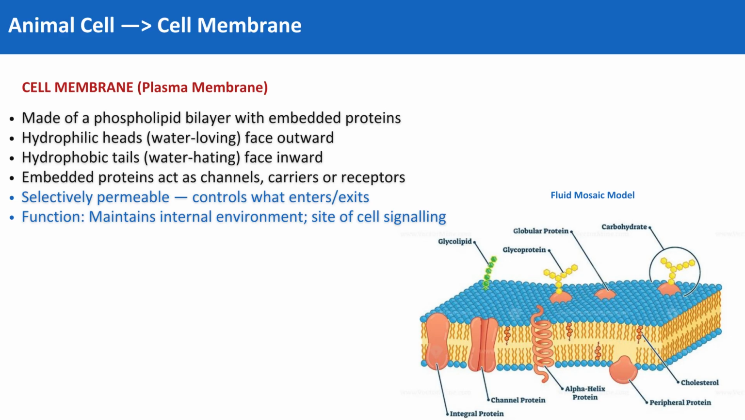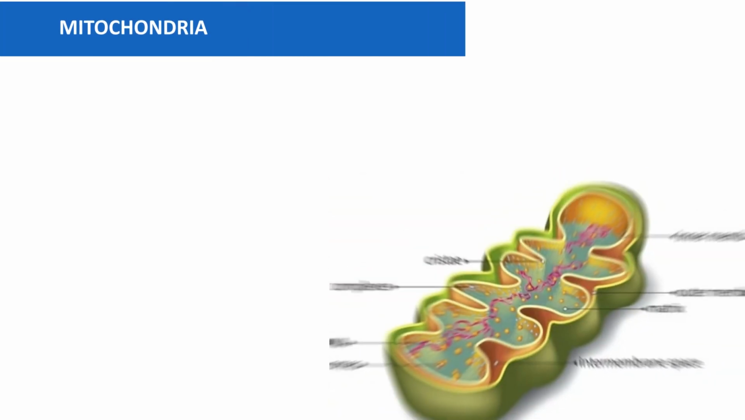Proteins are also embedded in this membrane, acting as channels, carriers, or receptors. The membrane is selectively permeable, and this means it lets some things through and blocks others. This is how the cell controls its internal environment.